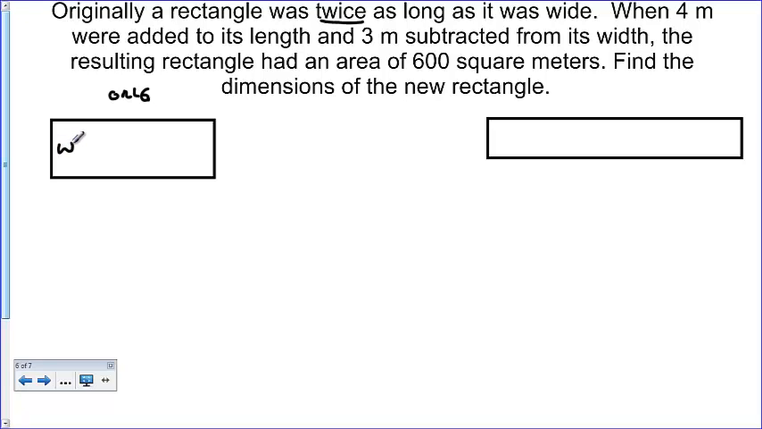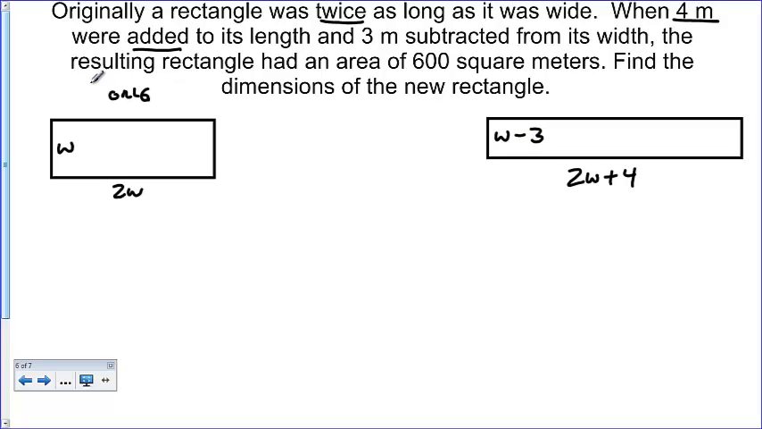Let's let W represent the width of the rectangle, and since it's twice as long as it is wide, the length will be 2W. But now we're going to alter this rectangle. It says 4 meters added to its length. So the new length will be 2w plus 4. And then it says 3 meters will be subtracted from its width. So the width of the new rectangle will be w minus 3.